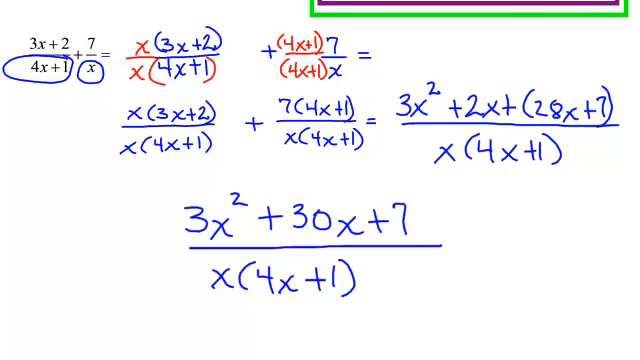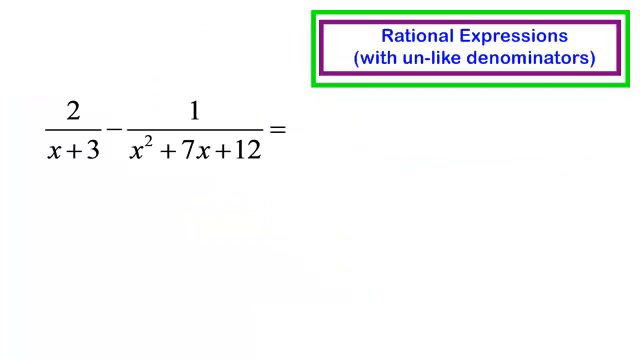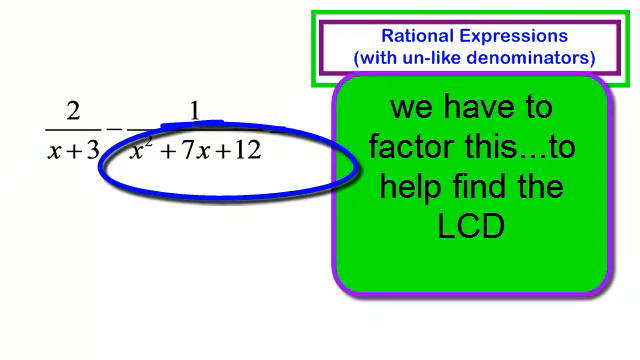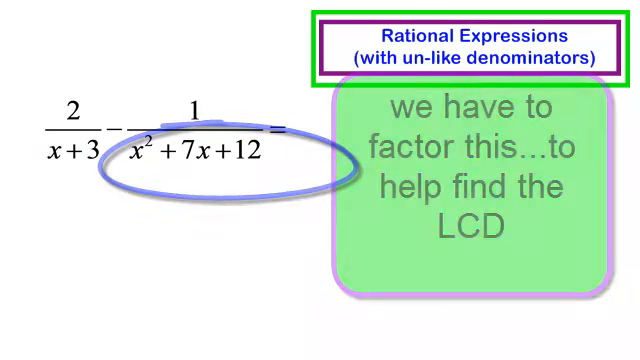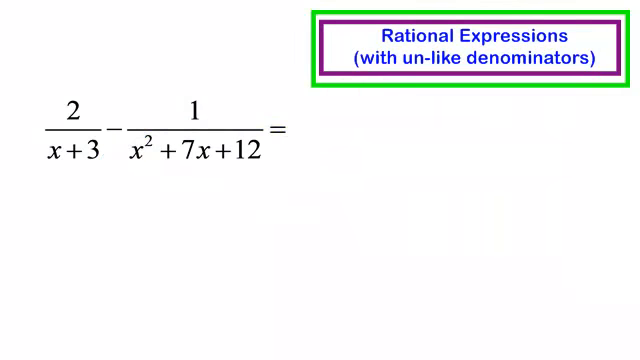One more problem. 2 over x plus 3 minus 1 over x squared plus 7x plus 12. I am adding and subtracting. I do need a common denominator, and I do know I have a factor in this first fraction, x plus 3. What are the factors of my second fraction? I don't know. I have to factor it. That factoring does not go away.